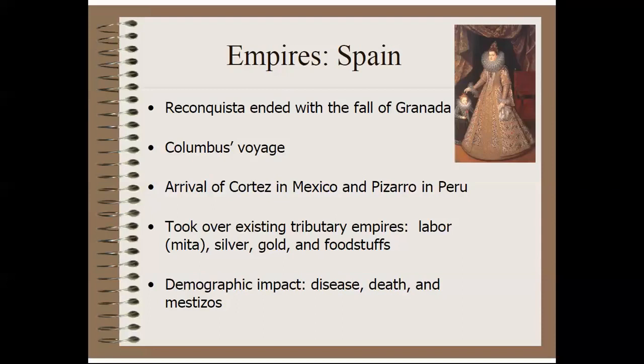They'll take over existing tributary empires. They'll use the mita system, which we remember was the labor system where the laborers would have to work in the mines for a certain amount of time, and the Native American villages would have to give a certain number of laborers for certain times in the year.